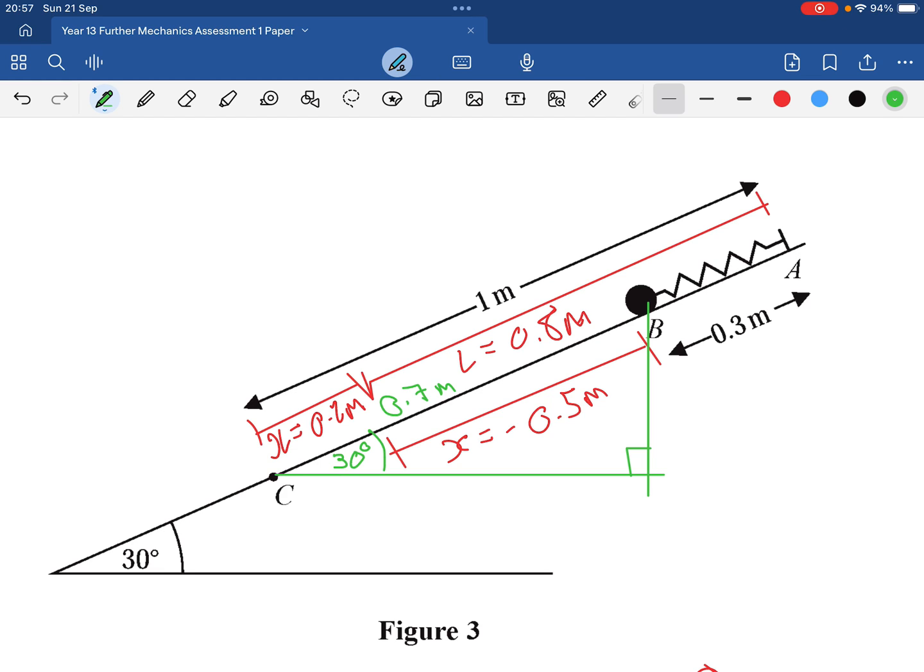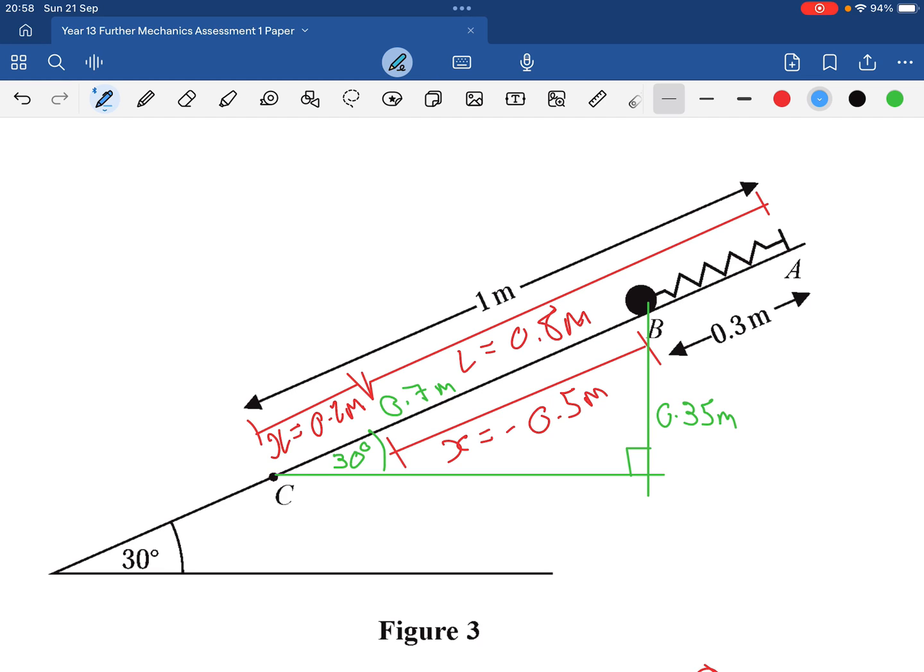And if you're good at trigonometry, then we know sine 30 is 1/2. So the vertical distance going from C to B will be half of 0.7, so 0.35 meters is that vertical side. So those are the important lengths for our GPE.